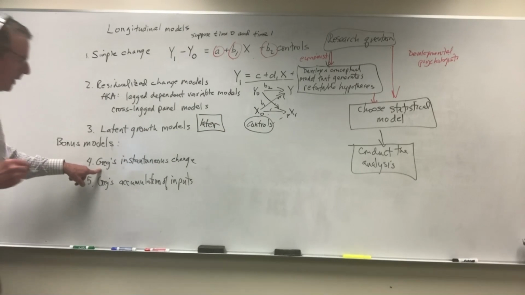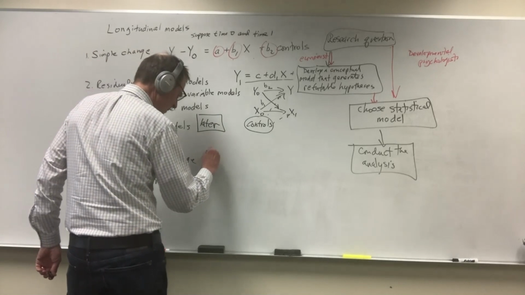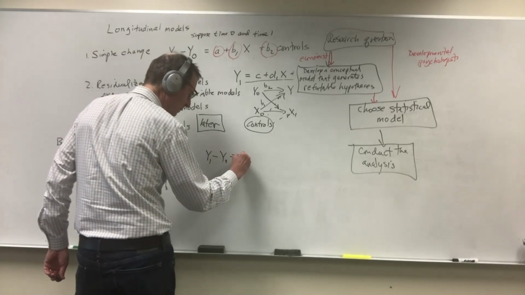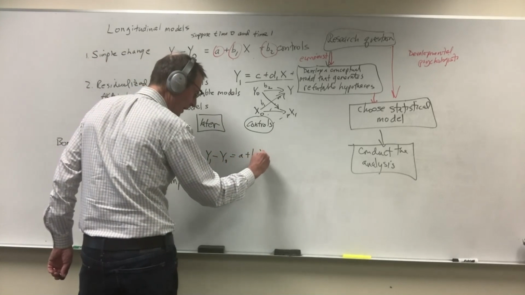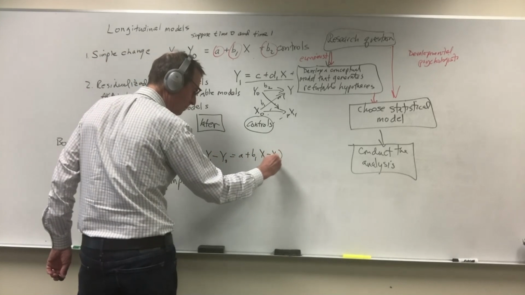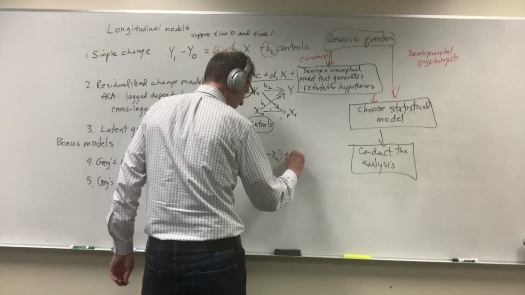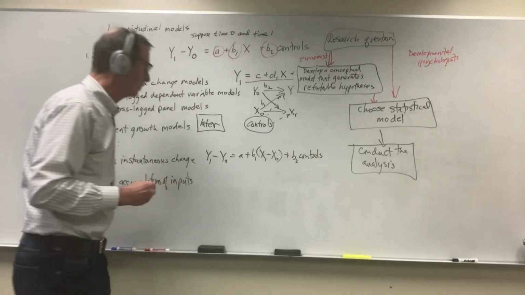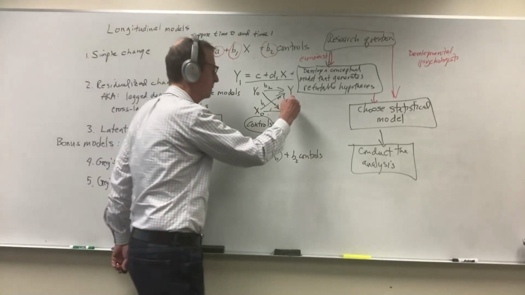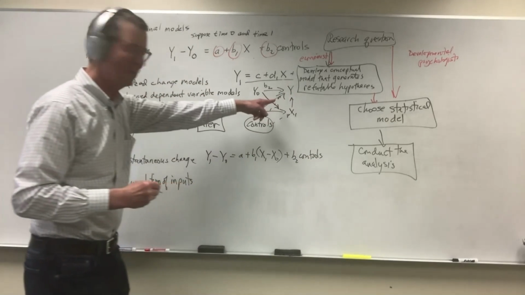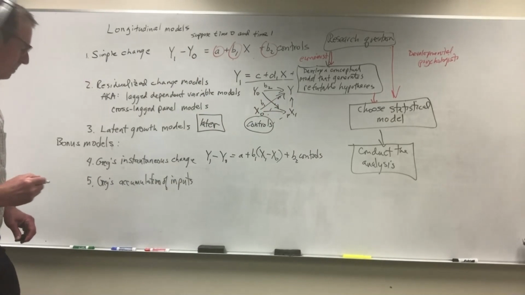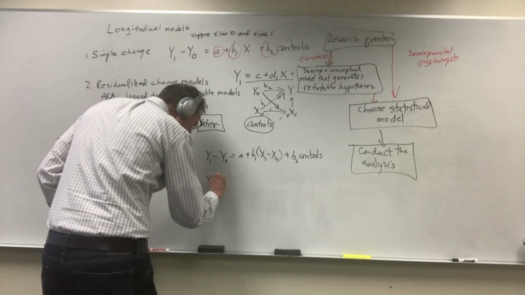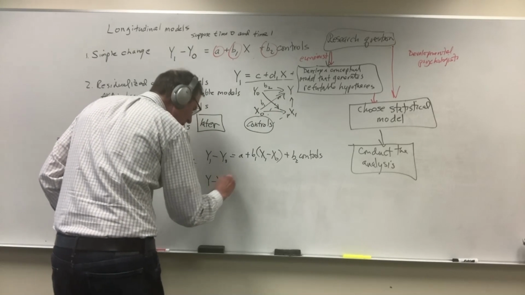Instantaneous change models, if you've got longitudinal data, look like this. Y1 minus Y0 is a function of X1 minus X0 plus controls. So that's starting to look more like that with that arrow. But accumulation of inputs also has simple change on the left-hand side.